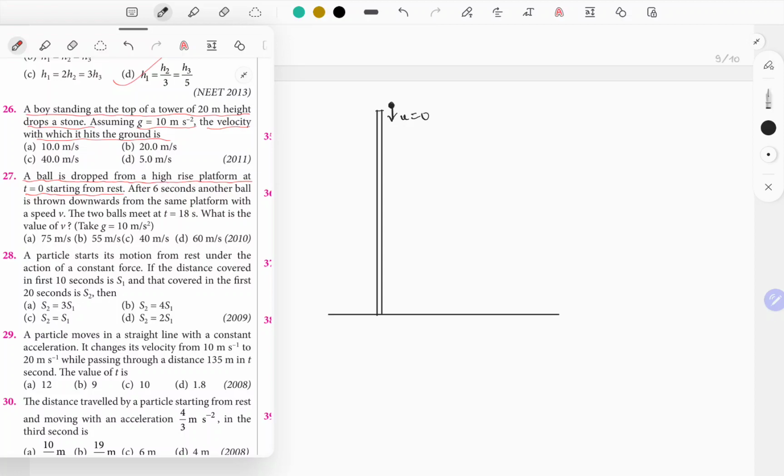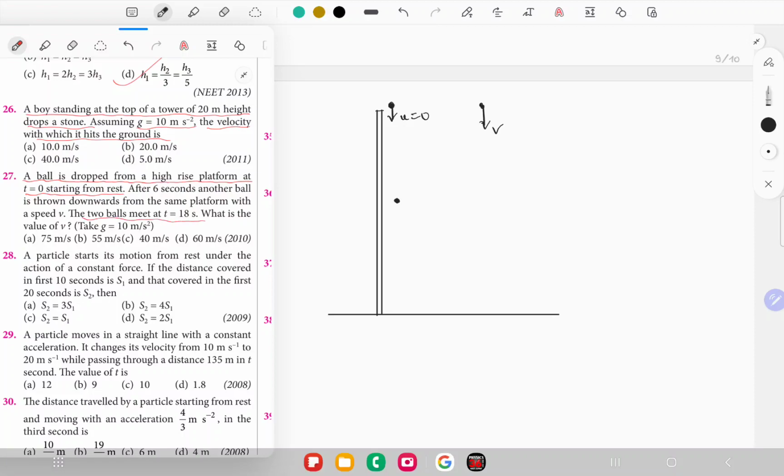After 6 seconds, another ball is thrown downwards from the same platform with a speed v. So by the same 6 seconds, the object may have traveled some distance, right? At this moment, another object is thrown with some speed v. Super. The two balls will meet after 18 seconds. What is the value of v?